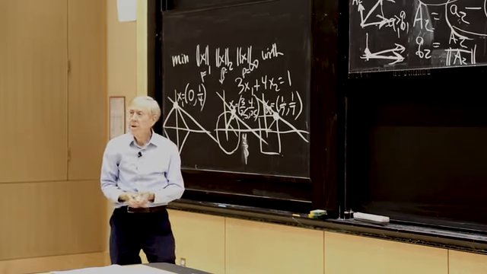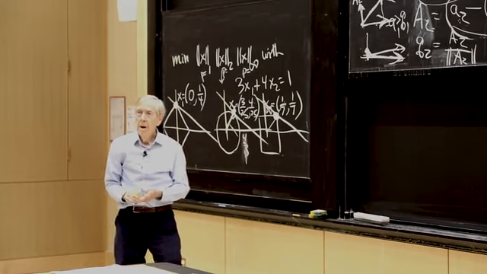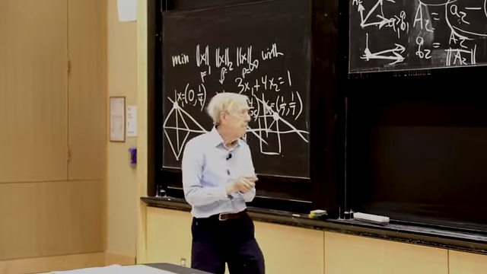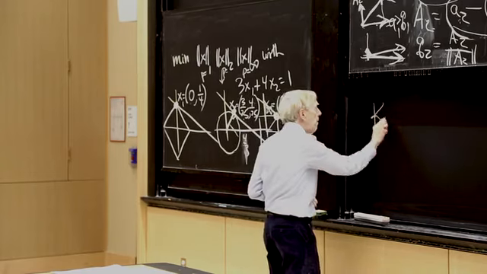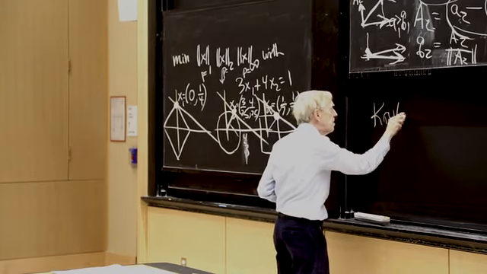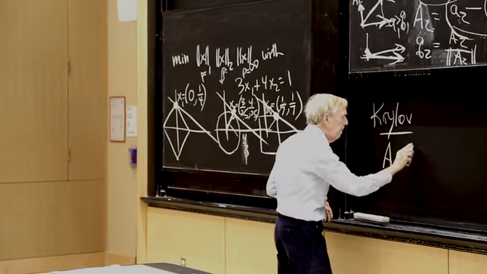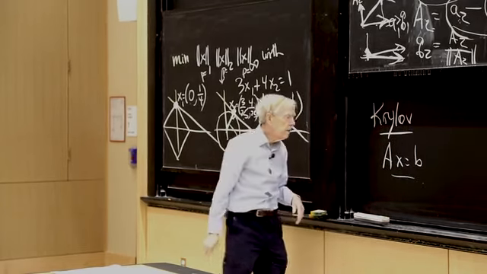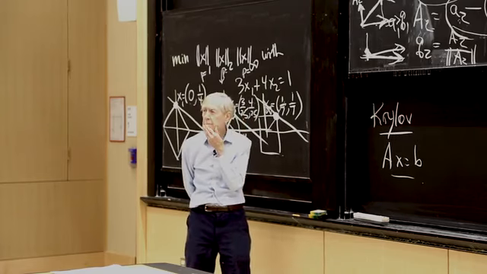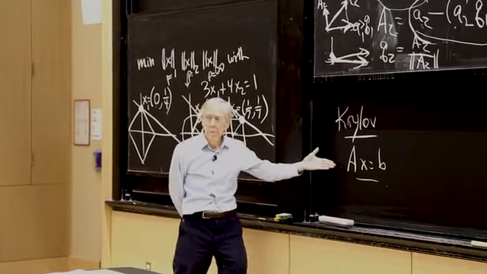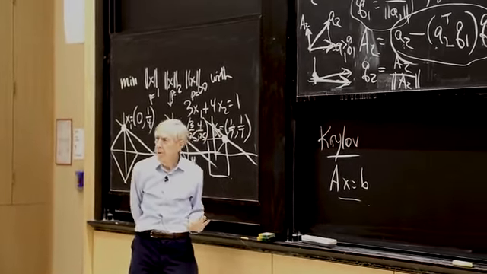So what's the idea there? So again, we're solving Ax = b. So this is going to be Krylov. What was his idea? Well, I want to solve Ax = b. A is a big matrix, pretty big. Of course, I don't plan to invert it. That would be insane.